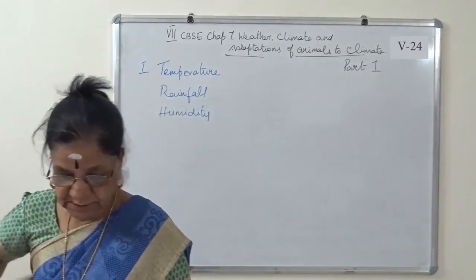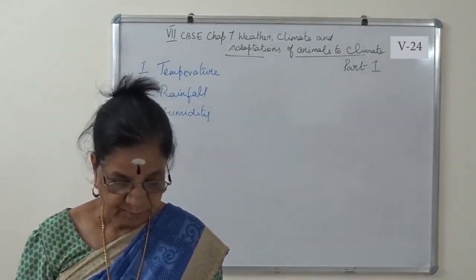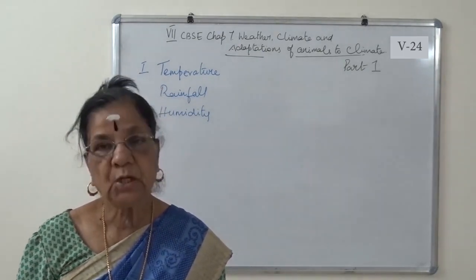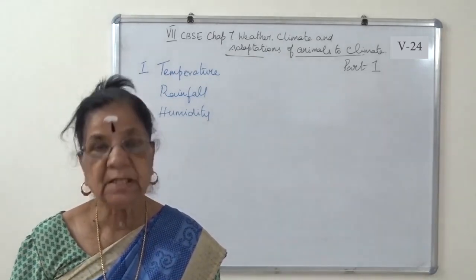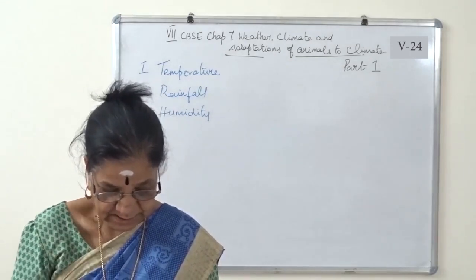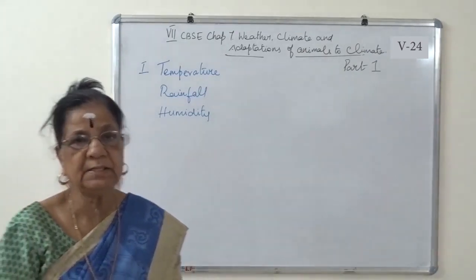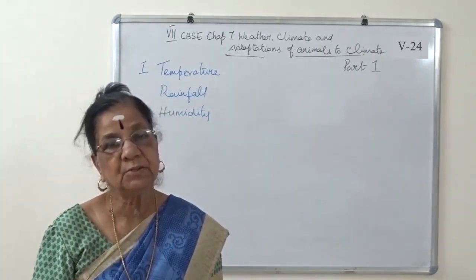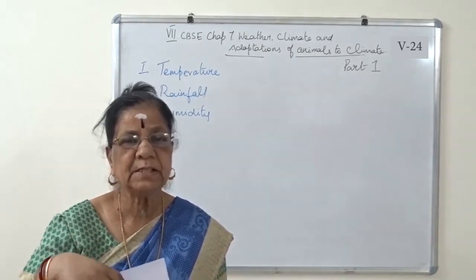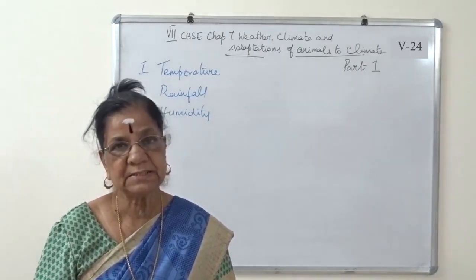Okay? The day-to-day condition of the atmosphere at a place with respect to temperature, humidity, rainfall and wind speed is called the weather of that place. The weather at that particular place. Okay? Again I repeat, temperature, rainfall, humidity and wind speed are known as elements of the weather. I hope you understand this.